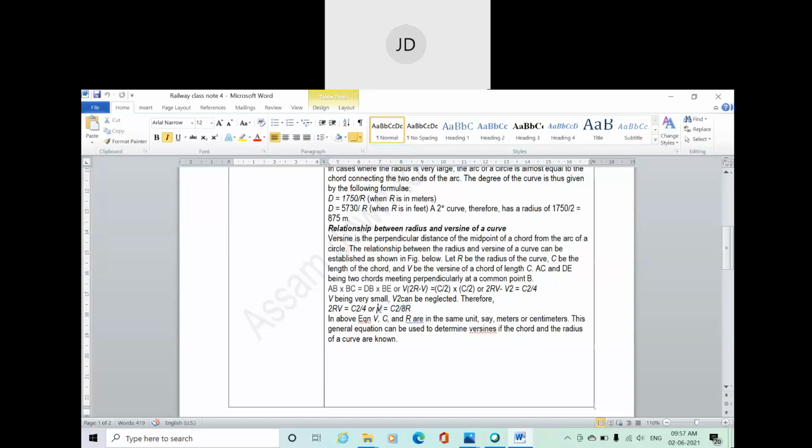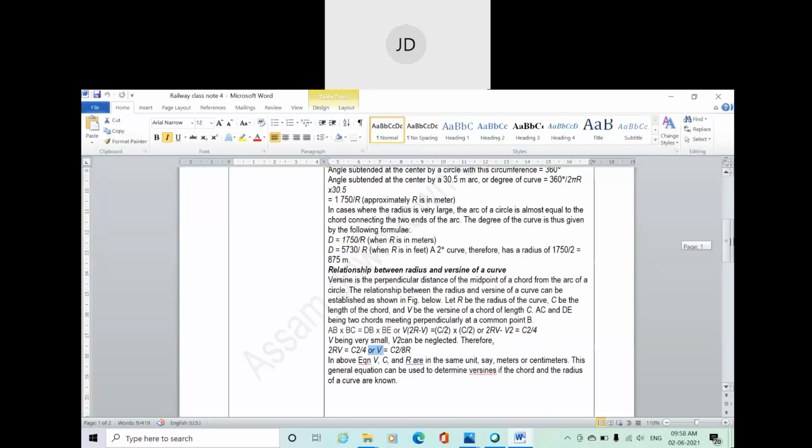So this is the basic relation between versine and radius. In this equation, V, C, and R are in the same unit, like meters. So you can also determine the versine using this relation if you know, for a particular curve, the chord length and radius. If the radius and chord length, that is the values of C and R, are known, then we can find out the versine. So it is the basic relation between radius and versine of a particular circular curve.